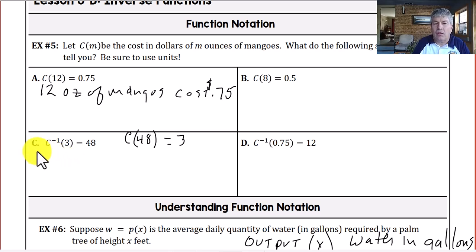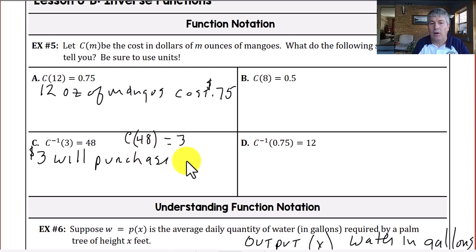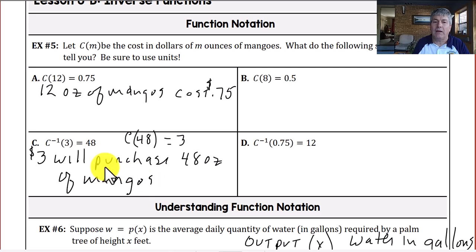So this says $3 will purchase, because we've flipped our inputs and outputs. So if I input $3, I'm going to be able to purchase 48 ounces of mangoes. I would not give full credit if you said 48 ounces of mangoes cost $3. While a true statement, really you have to write it in terms of inputs and outputs. So I have $3, now I can get 48 ounces of mangoes.